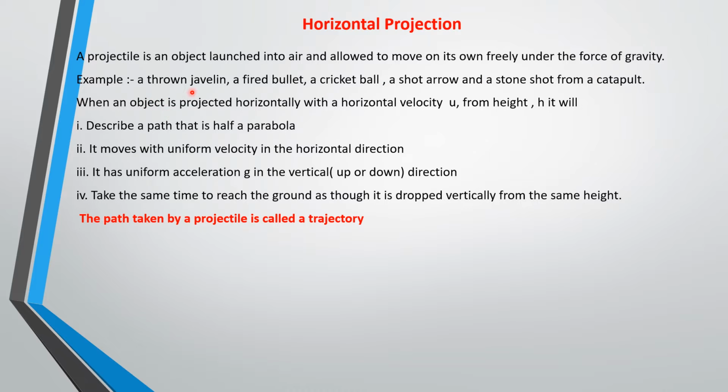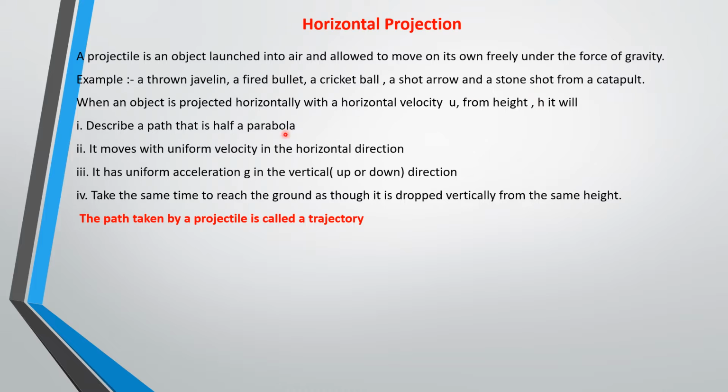Like when you play football, right? Or you throw a javelin, or a bullet that is fired, a cricket ball, an arrow that is shot. All these are examples of objects that are projected upwards and then allowed to move freely under the force of gravity. Now, when you are standing at a height and you project an object horizontally, that is called horizontal projection.